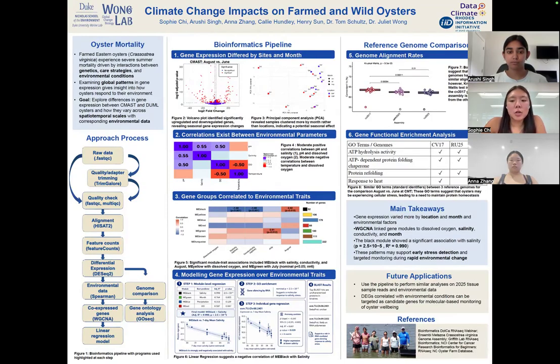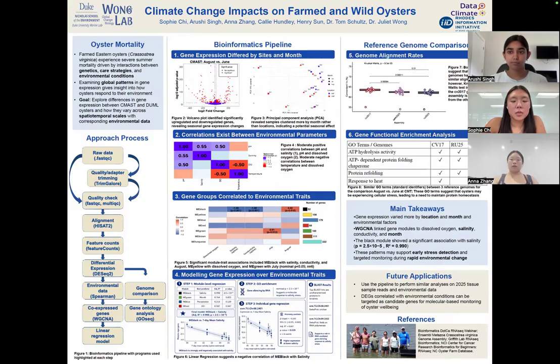We created an RNA sequencing pipeline, which we ran using 3 reference genomes at 2 farms. This pipeline ran differential expression analysis, grouped genes that behave similarly, then linked genes to environmental variables and their biological functions. And now we move on to visualize some of the results from the bioinformatics pipeline.